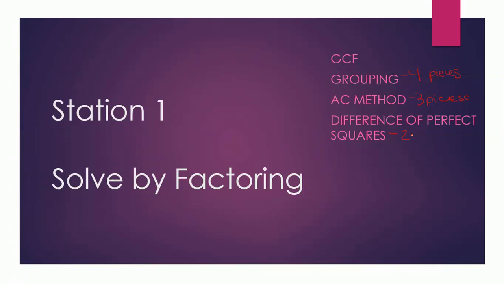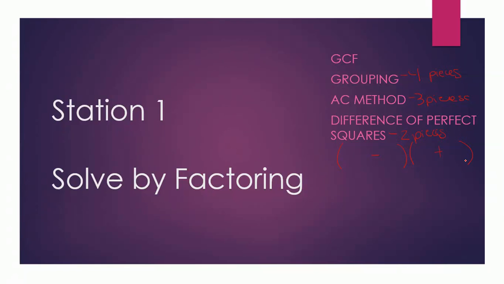Difference of perfect squares, you need only 2 pieces. But there are some things you need to have. Number 1, they need to be subtracted from each other. And then both of the pieces need to be perfect squares, so either they're 25, 36, 49, something like that. One factor is going to have a minus in the middle, and one is going to have a plus in the middle. So we need to figure those out.